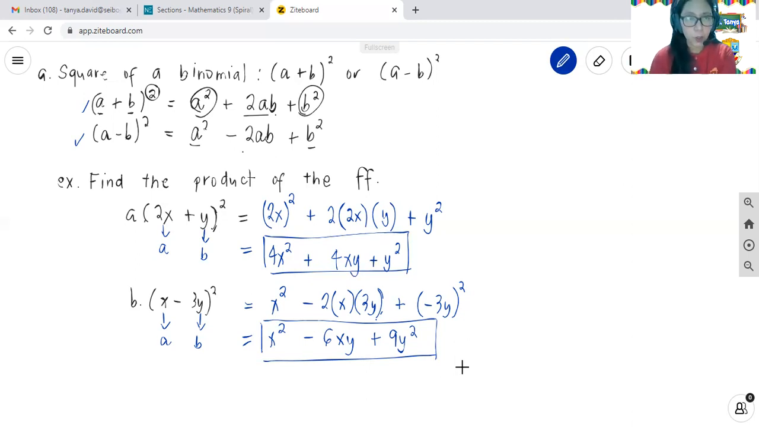Again, for the square of a binomial, the pattern would be a plus b quantity squared is equal to a squared, the square of the first, plus twice the product of the first and last, plus the square of the last term. If it's difference, a minus b quantity squared, that would be equal to a squared, the square of the first, minus twice the product of the first and the last term, plus the square of the last term. So I hope you understood these special products. For practice, please answer this one.